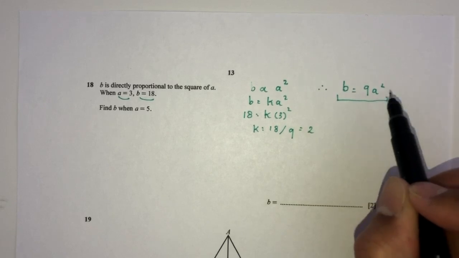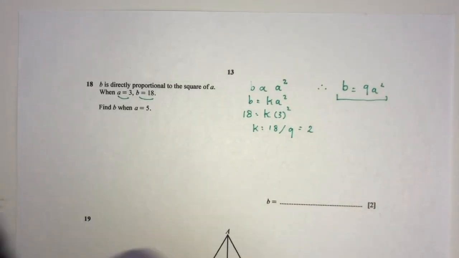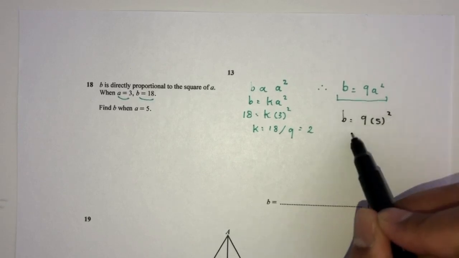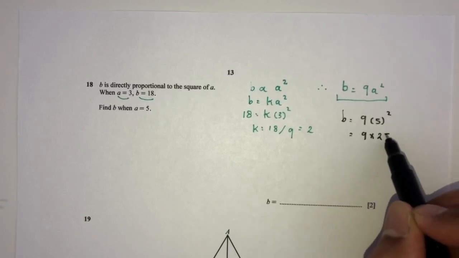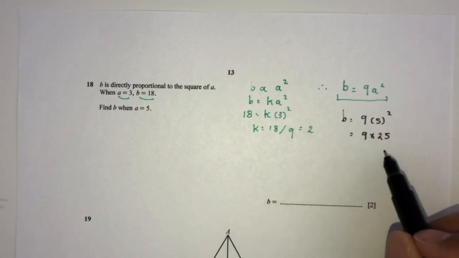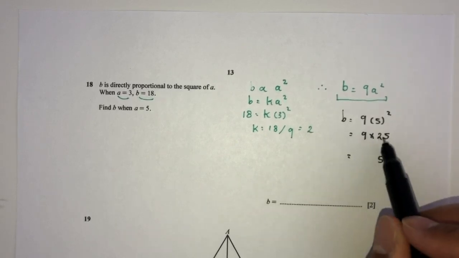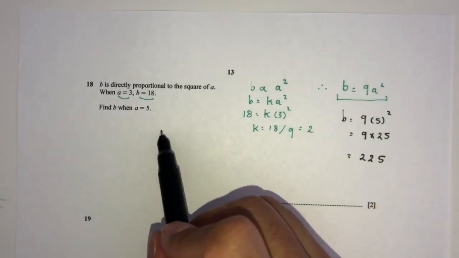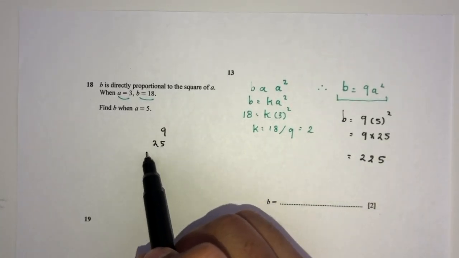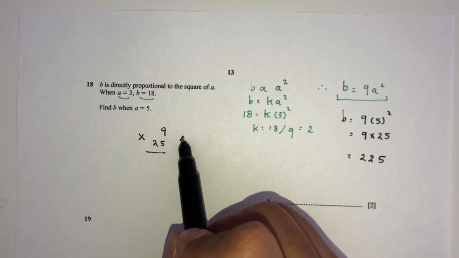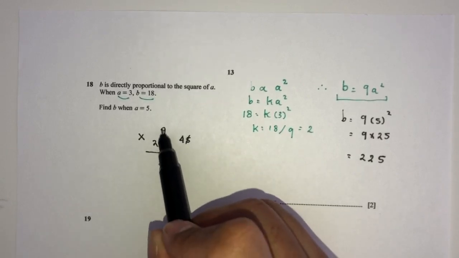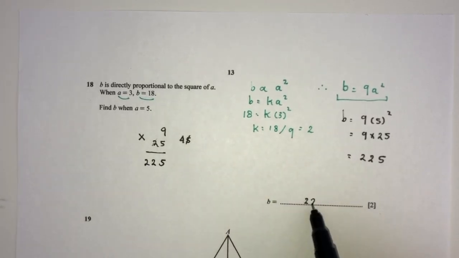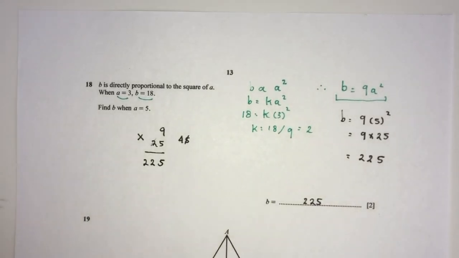Now using this equation, find B when A is equal to 5. So B will be 2 times 5 squared, 2 times 25. That will be 50. So 50 will be the value of B in this case.